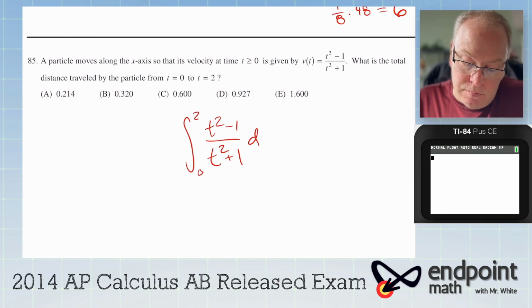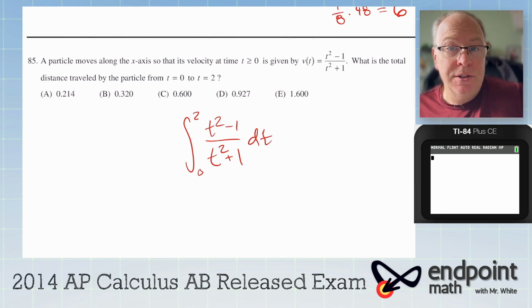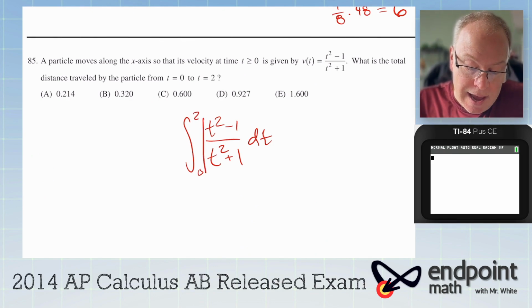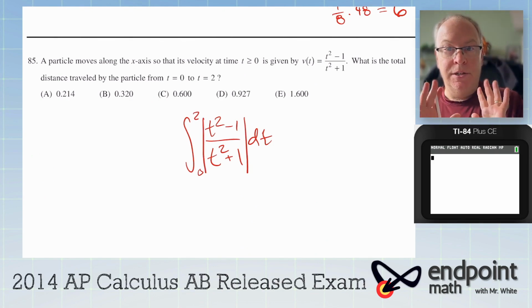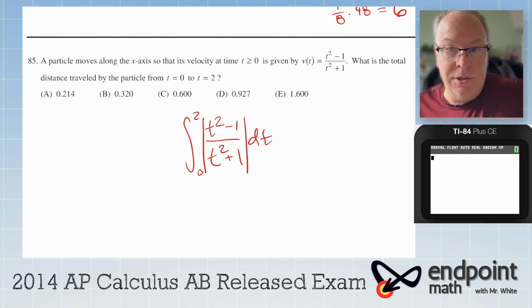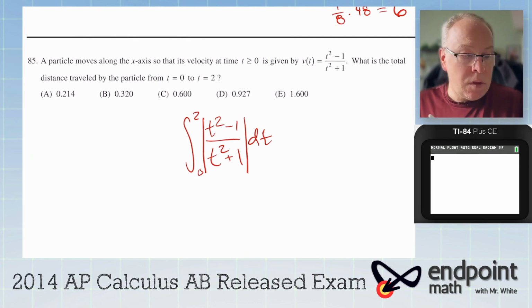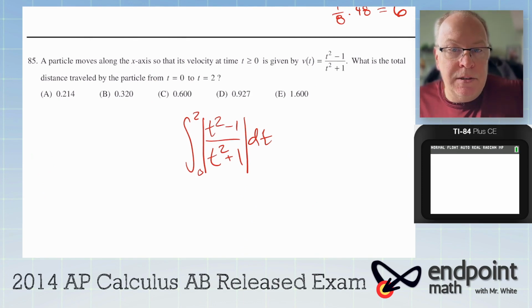What do I have to do to get total distance? I have to flip the entire graph up over the x-axis so it's always positive all the time, and then I can add up all those rectangles, right? That's what integrals do. Those Riemann sums that you spent so long doing.